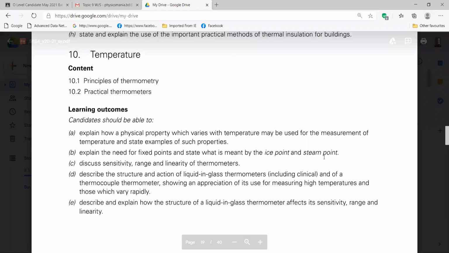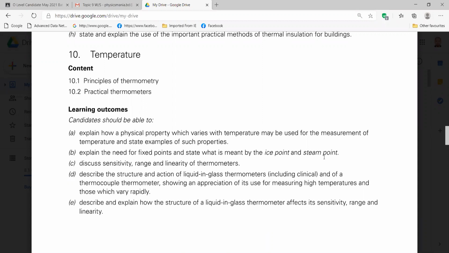Explain how a physical property which varies with thermometer may be used for the measurement of temperature and state examples of such properties. Explain the need for fixed points and state what is meant by the ice point and steam point. Discuss sensitivity, range, and linearity of thermometers.